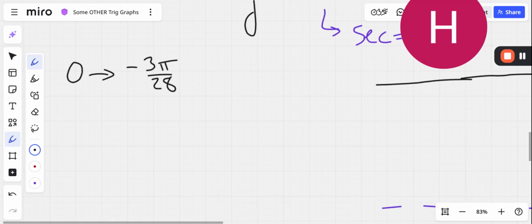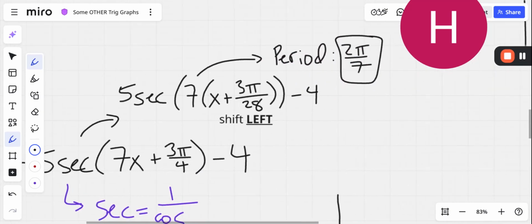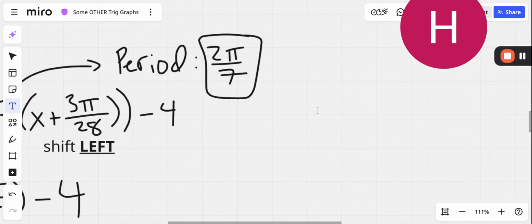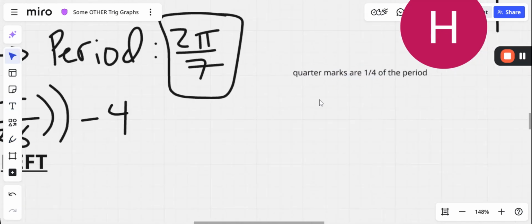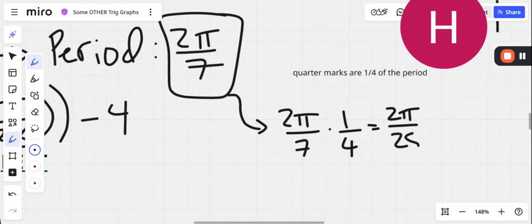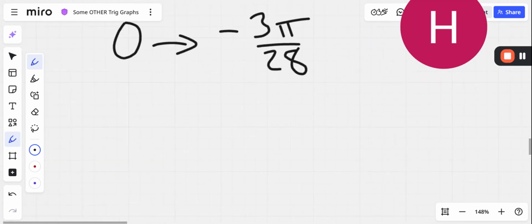Now here's where it gets a little bit tricky, because the progression here is not obvious. We want to find our quarter marks. How do we find our quarter marks from this? Quarter marks are 1/4 of the period. So how much would that be? Again, 1/4 means we're going to multiply by 1 over 4. So we get 2 pi over 28. And yes, you can reduce that, but rather than reduce it, we're going to keep it as 2 pi over 28 so that we can find out where the next quarter mark goes.